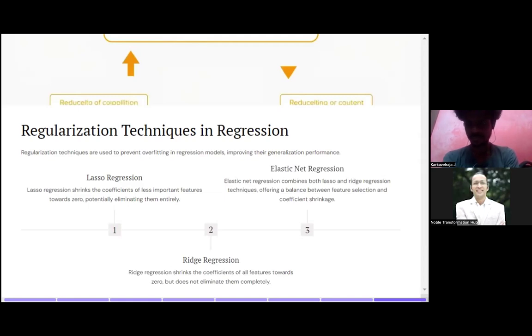Lasso regression shrinks the coefficients of less important features. Guys, do you remember that we have done feature engineering? So we were discussing those things. So we use lasso to remove some features from the model so that they go towards zero, potentially eliminating them entirely, so that our model performs well.